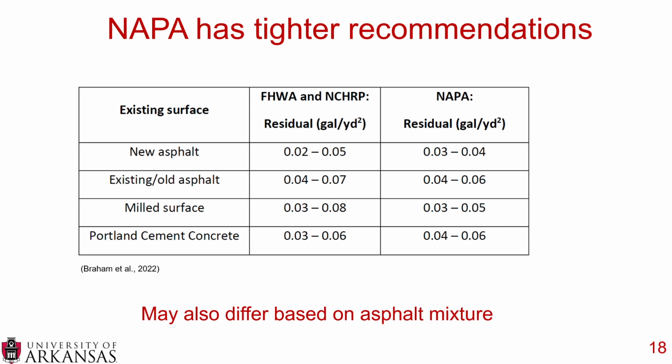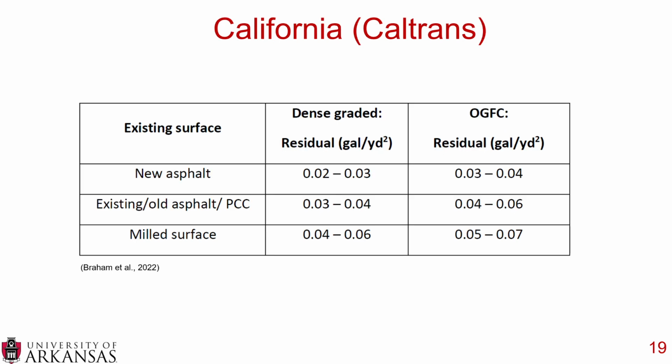But it's also different based on what asphalt mixture you're placing it on, or excuse me, not only what asphalt mixture you're placing it on, but what asphalt mixture you're placing on top. So for example, in California, Caltrans has different application rates based on if you're using a dense graded overlay or an OGFC, which stands for open graded friction course. And you can see if you're using a dense grade, you need a little less asphalt emulsion. If you're using an OGFC, you need a little more asphalt emulsion. So it's also dependent on what mix you're placing on top.